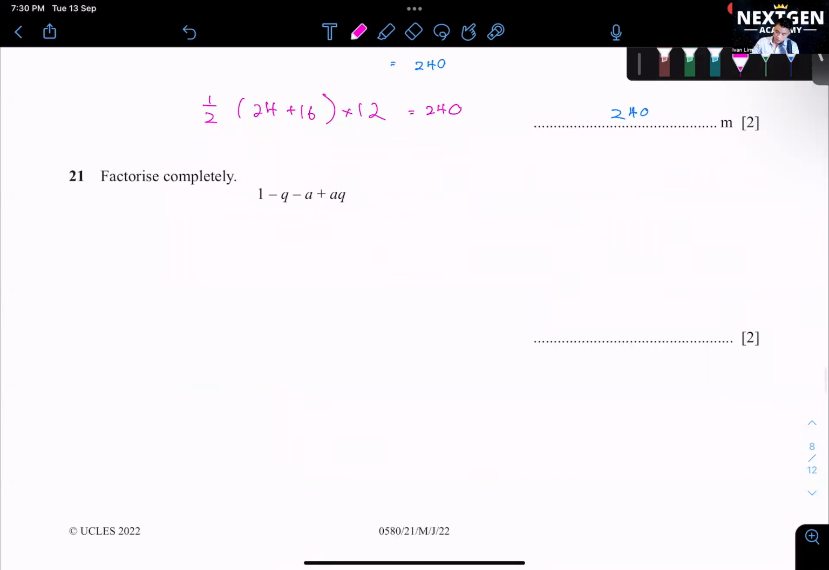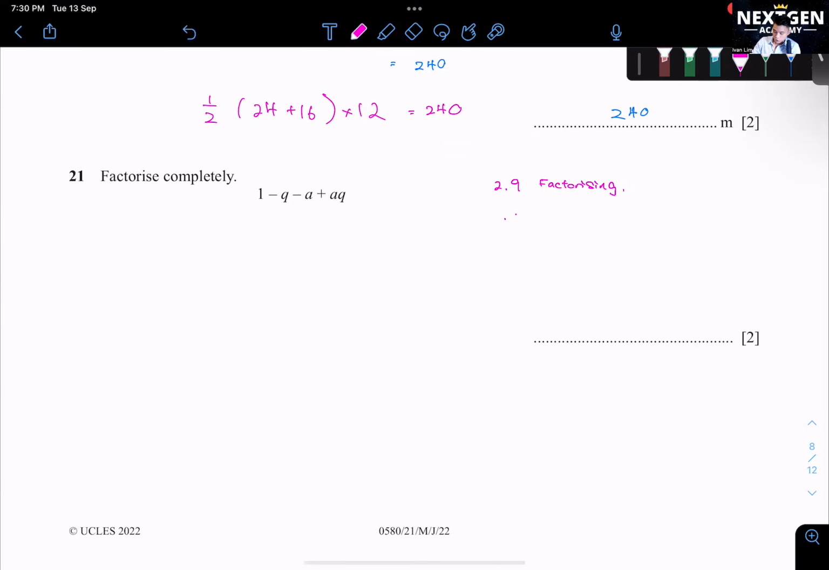Okay, factorize completely. For this one, this is a special case for factorizing. If you look into your chapter 2, it's 2.9, factorizing. This is like a special case.